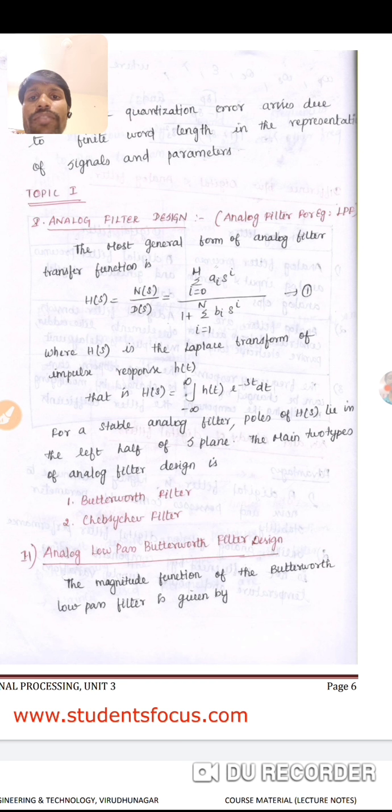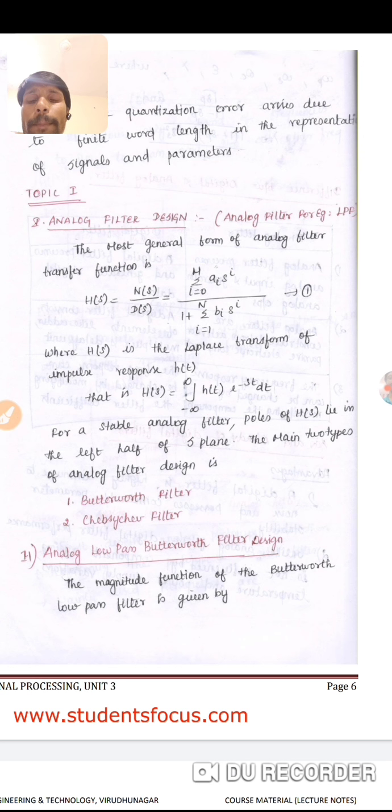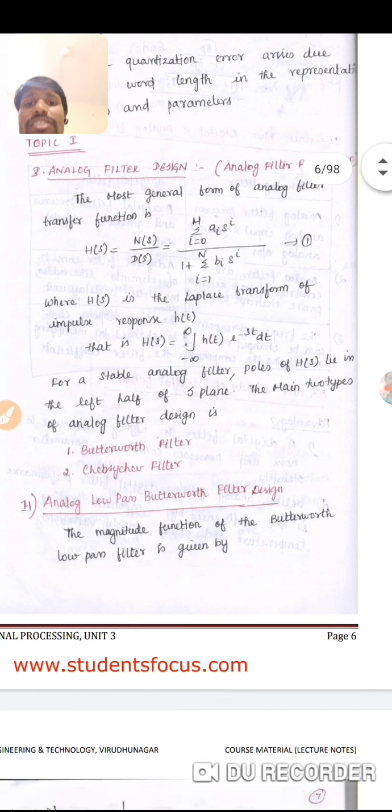So H of s is given by the summation i equal to 0 to capital M, a i into s to the i, by 1 plus summation i equal to 1 to N, b i into s to the i, where the numerator part is indicated by N of s and the denominator is indicated by D of s, where H of s is the Laplace transform of impulse response h of t.